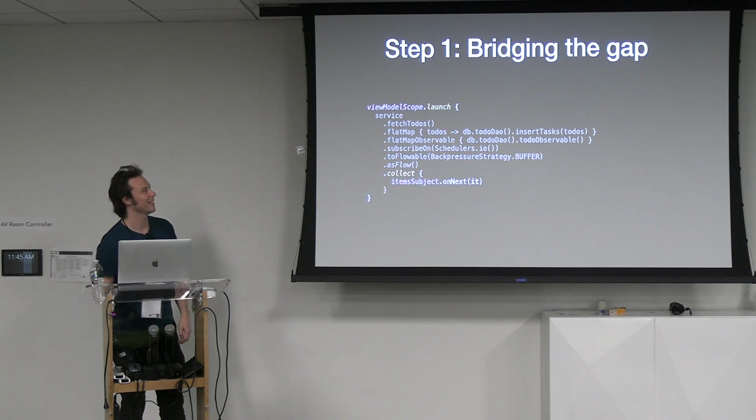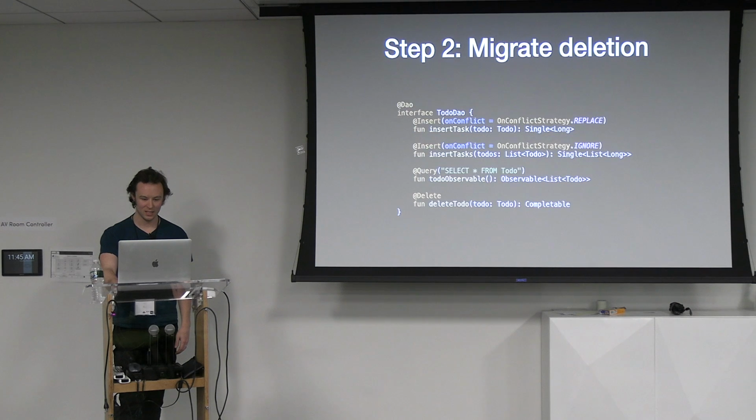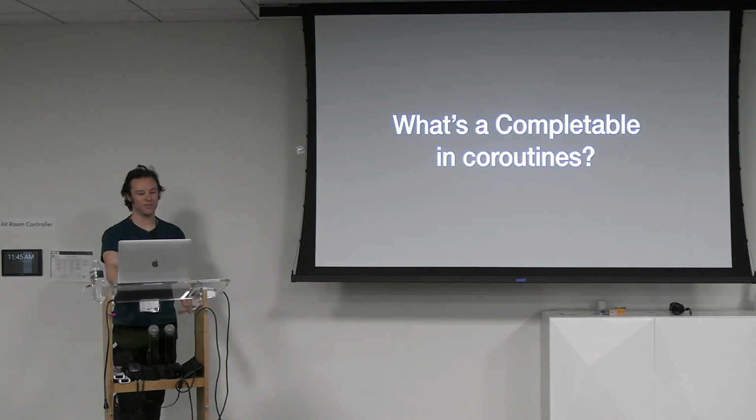Luckily, there's a bunch of really nice ViewModel integrations with coroutines, so we have our ViewModel scope that we just launch. Easy peasy. Next up, we want to migrate deletion. So I figured deleting something is a small enough ask that we can just take that on really quickly. That's this function down here. It returns a completable. So we have to ask ourselves, what is a completable in coroutines? And I, again, struggled with this for a minute, but it turns out a completable in coroutines is just a void function. It's something that returns unit.